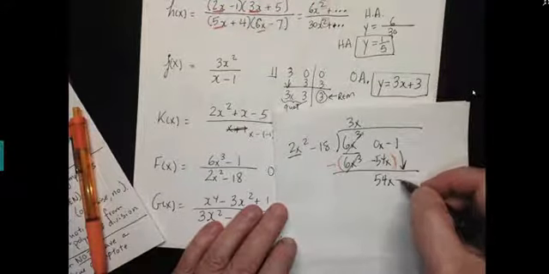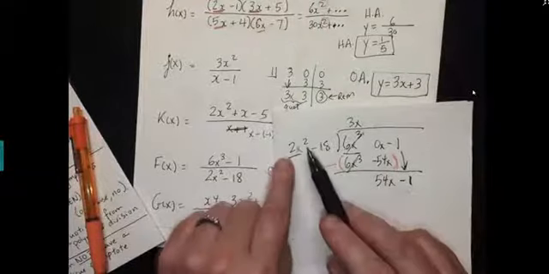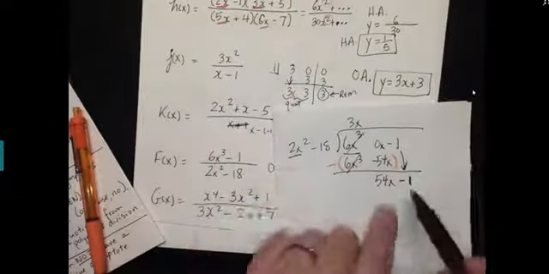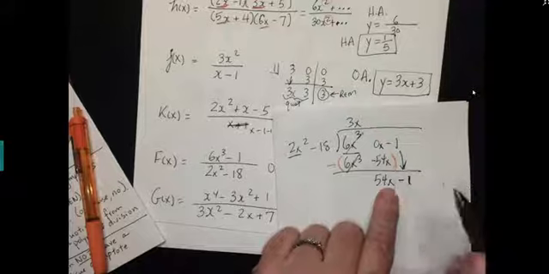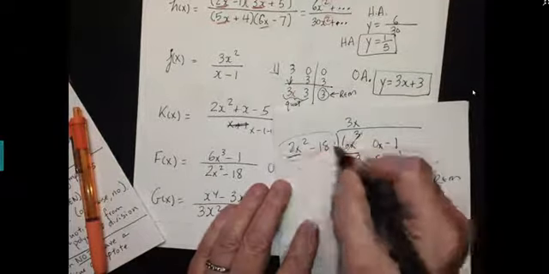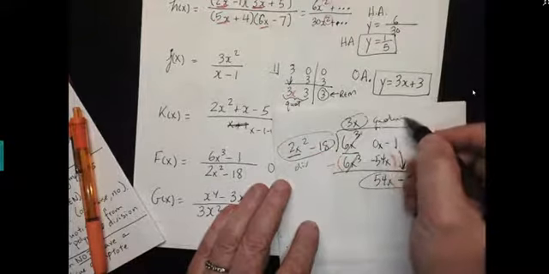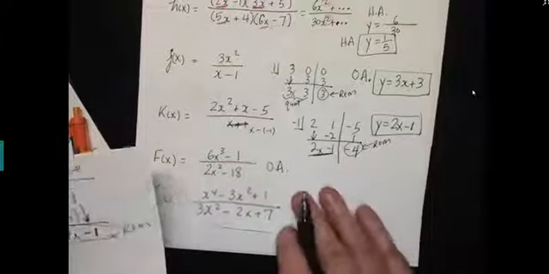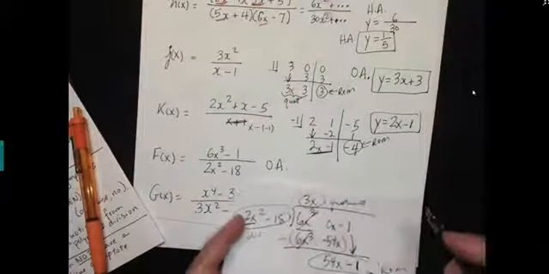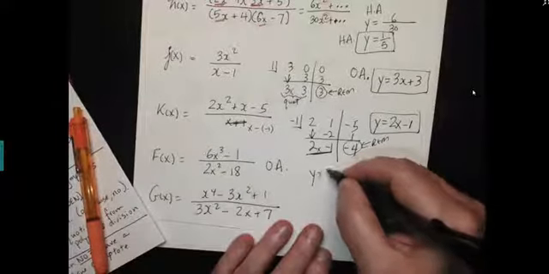And then this comes down here. Now, the degree of this is 1. The degree of that is 2. We're done. You're finished when you get to a degree that's smaller. So this is my remainder. That's my divisor. And this is my quotient. So I do have an oblique asymptote. Its equation is y equals the quotient.